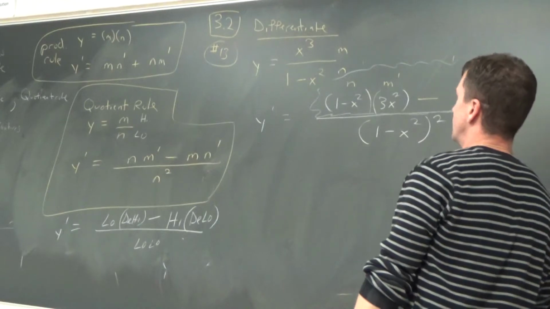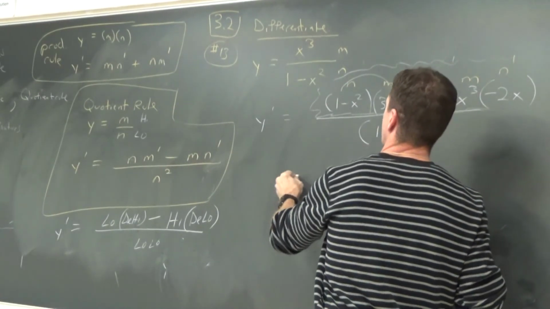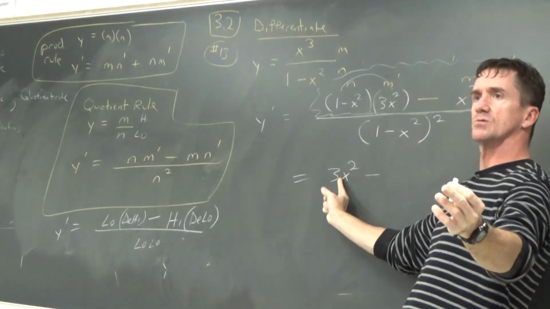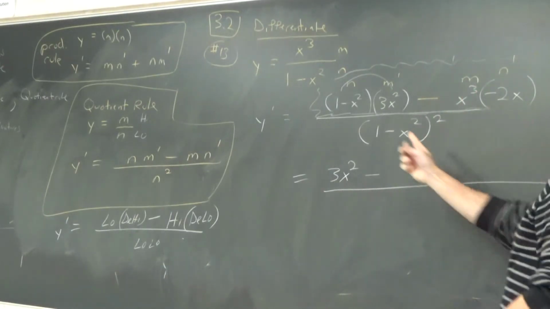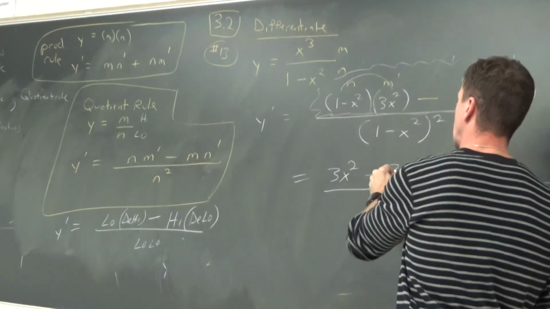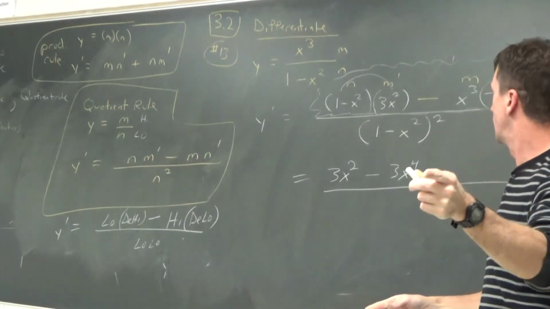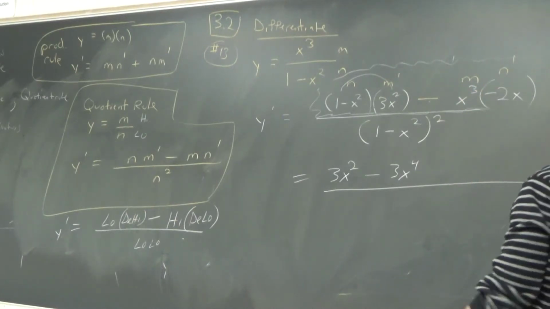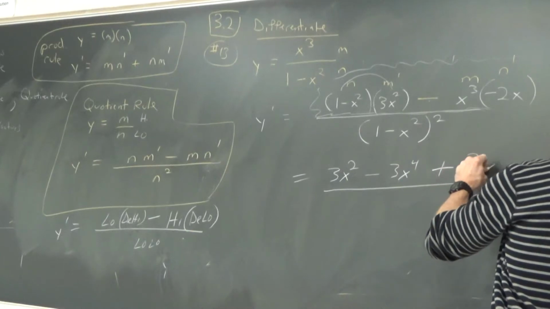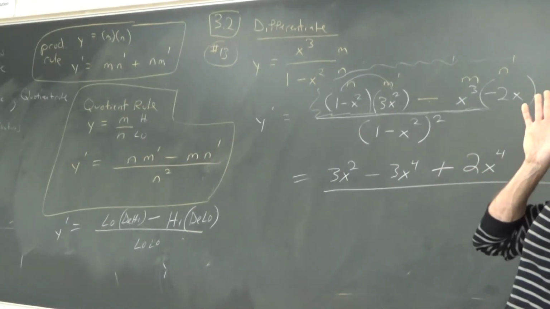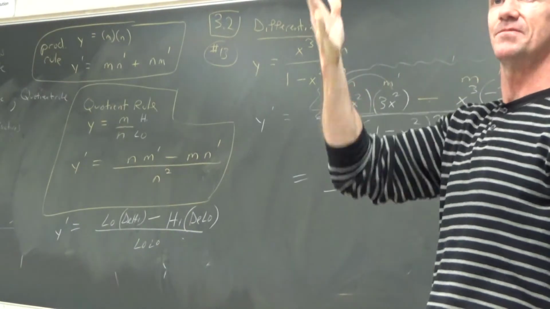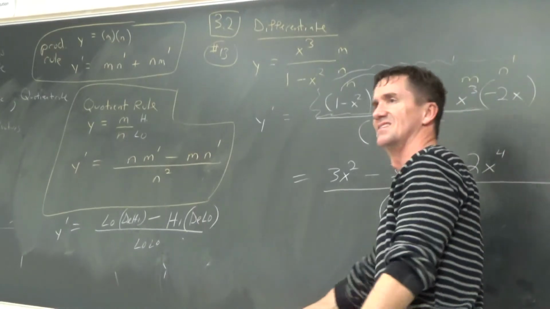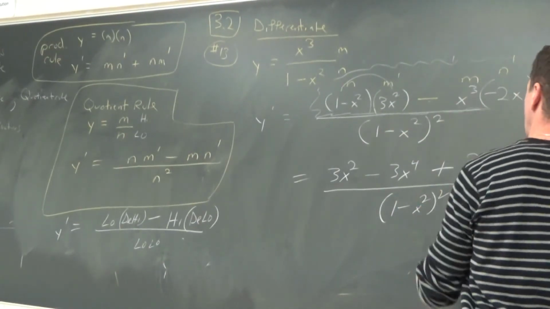All right, now distributive property. Be careful. What's that times that? 3x squared minus 3x to the 4th. So 3x squared times 1 is 3x squared. Negative x squared times 3x squared is a negative 3x to the 4th. Very good. Plus 2x. I see a minus and a negative, so plus. You all see that? It's going to become a plus. 2x to the what power? 4. And do you see like terms in the numerator? Yeah, you're going to want to simplify that. But the bottom, don't FOIL it here. What's x squared squared? 1 minus x squared, squared. Do not FOIL that thing out, ever.